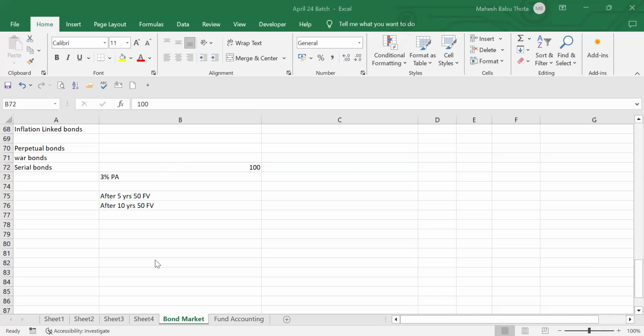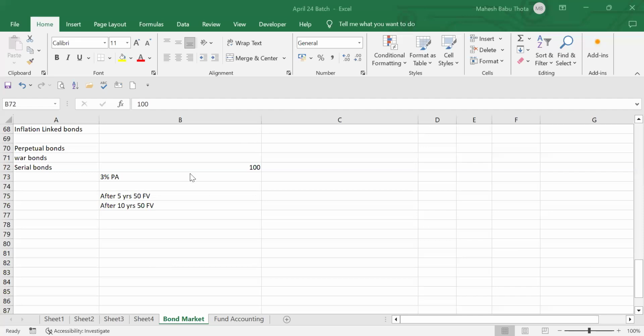Okay. So in the case of serial bonds, even the face value will be paid on an installment basis. Like after 3 years, some amount of face value will be paid. After 5 years, some amount of face value will be paid. Like that, the principal, the face value, will also be paid accordingly. But again, the interest payment will be calculated on the outstanding balance only.